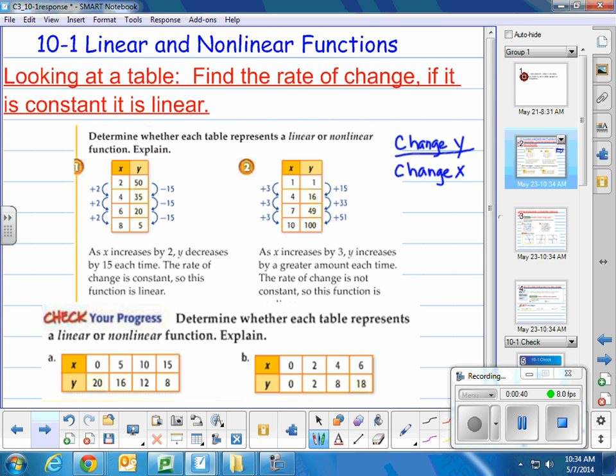So if you look at the first example from your textbook, in the y column, it is decreasing by 15 every time, and in the x column, it is increasing by 2. So the rate of change is negative 15 over 2 throughout the entire table. Therefore, it is linear. In example number 2, the change in the y over the change in the x, we have 15 over 3, 33 over 3, and 51 over 3. These are not equal, therefore it is not linear.